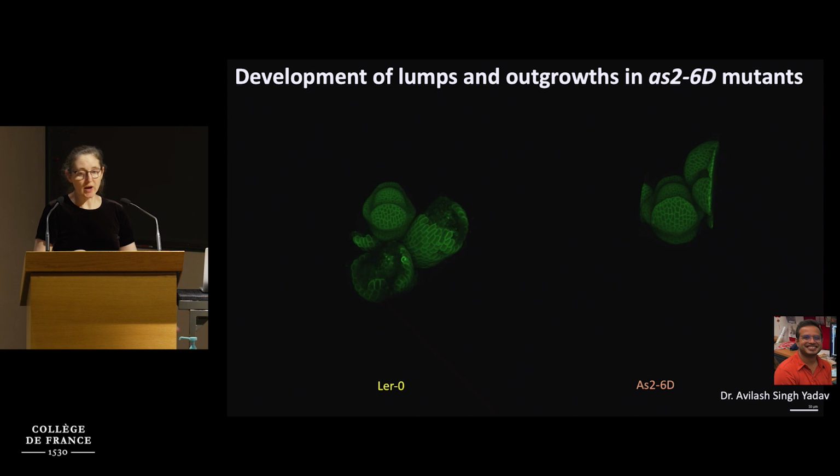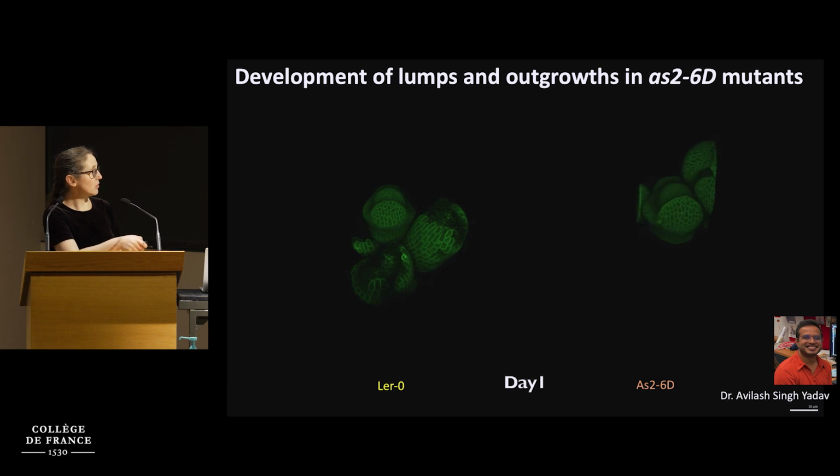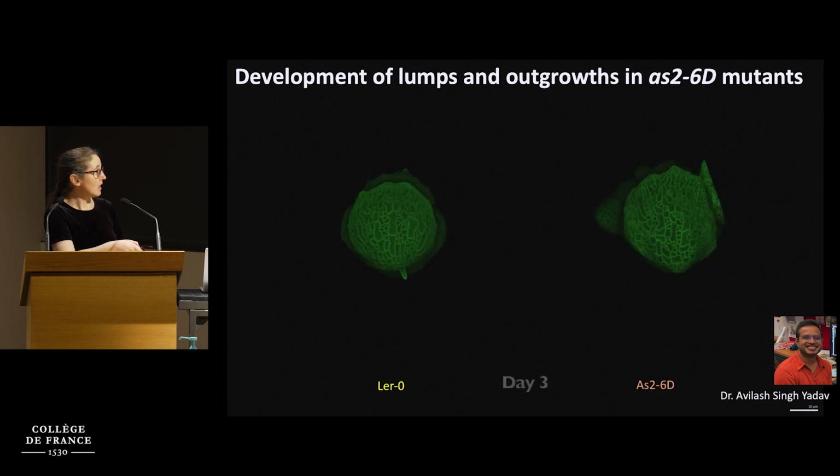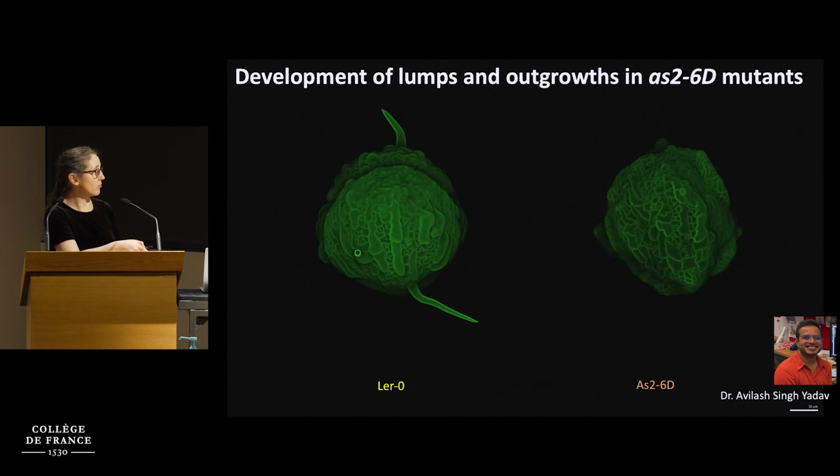Okay, so we wanted to know how this happens, so Avinash did some live imaging to look at this. We've got wild type over here, and you can see it starts out smooth. AS2 also starts out smooth. It's still smooth at day 2, relatively smooth. And then at day 3, you suddenly see here's one of these ridges forming and 2 folds on the sides. And so it's starting to make its complex shape right here.